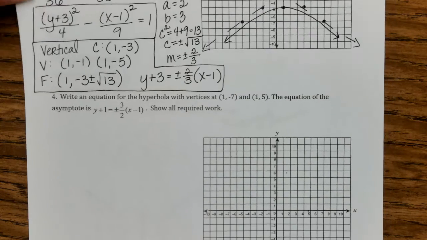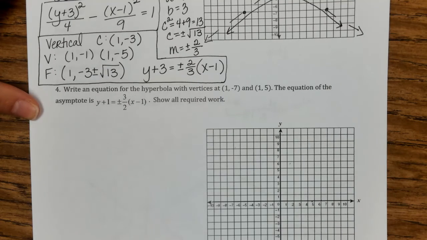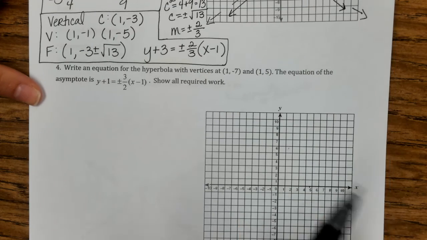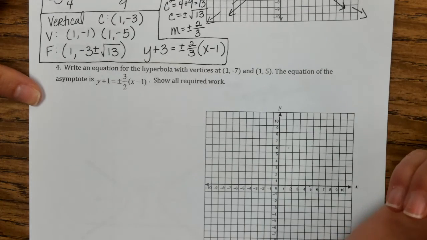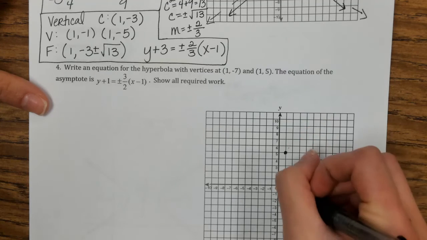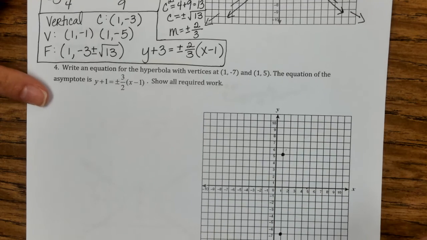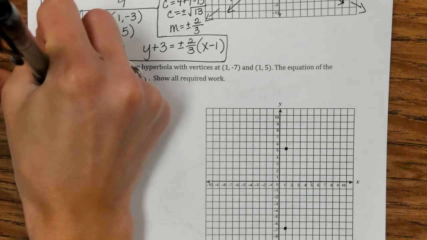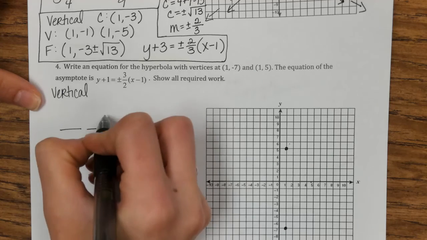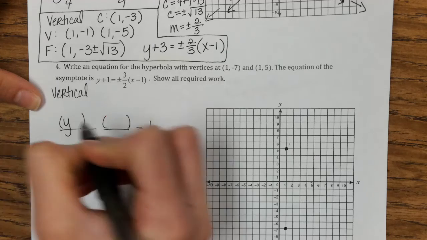Alright, now, if I give you characteristics of the hyperbola and now a graph, we've got to be able to come up with the equation of the hyperbola. So, it tells me my vertices are at 1, negative 7 and 1, 5. So I'm going to plot those points. Just by knowing that, what type of hyperbola do I have? Vertical. So that tells me what variable is coming first. Y.